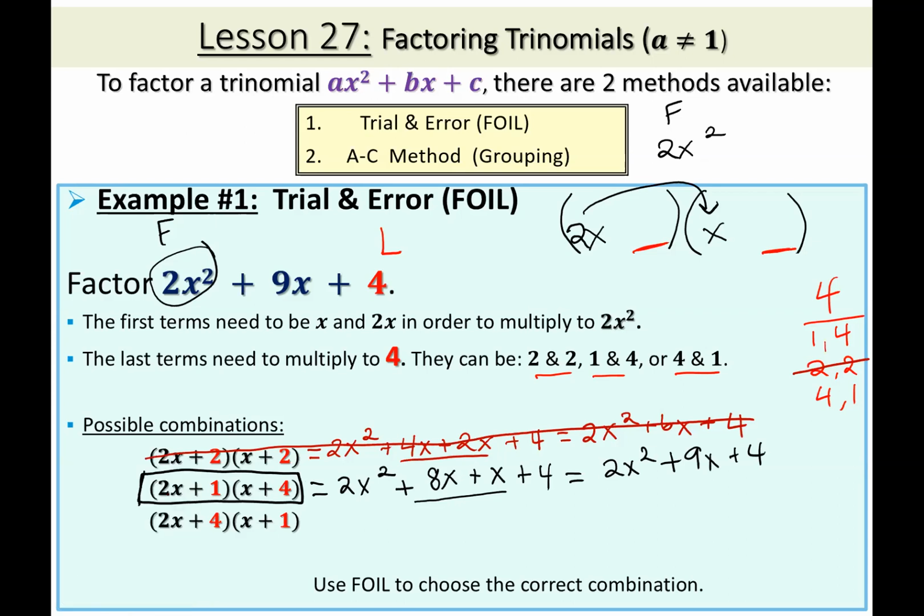Okay, so even though we technically found the answer, here's why the next one would not work. If we check the next combination, which is 2x plus 4 and x plus 1, see how the 4 and the 1 kind of switch places. We're checking this combination now.